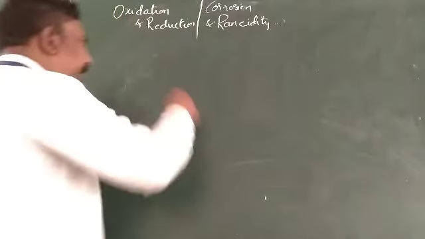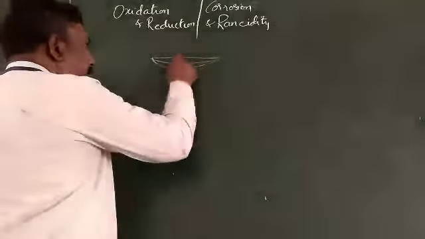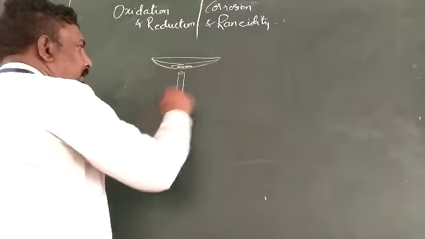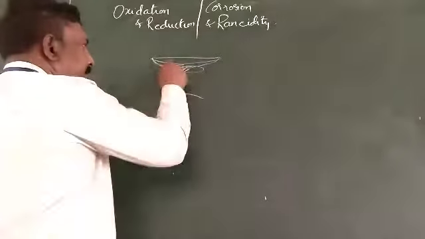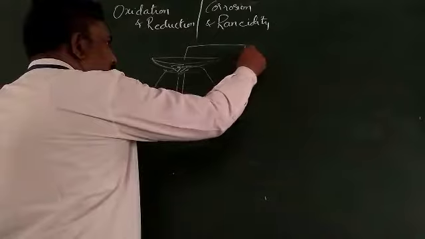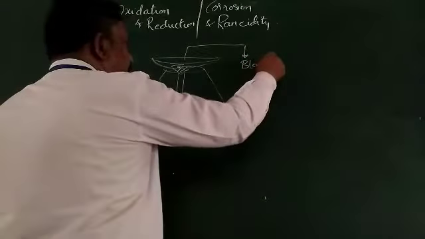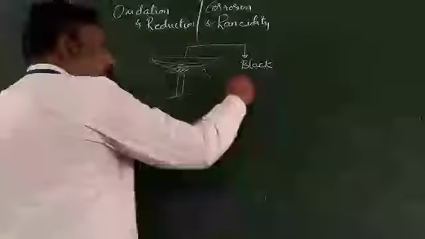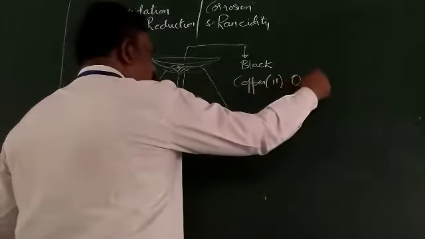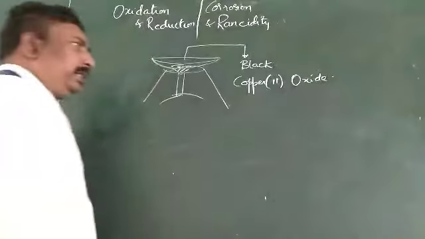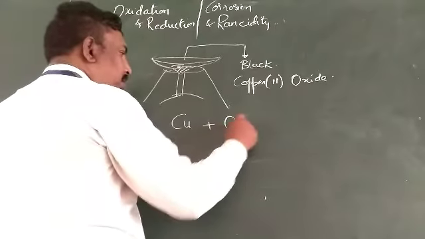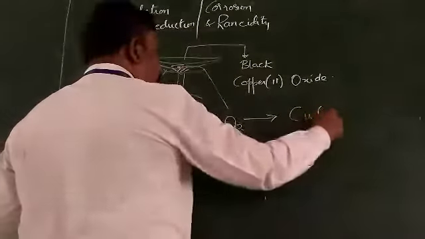Take copper powder in a tray, which is reddish brown in color. Now heat it. Then this color will become black after some time. Why? Because the copper has converted into copper oxide. Because copper, when reacted with oxygen, forms copper oxide.